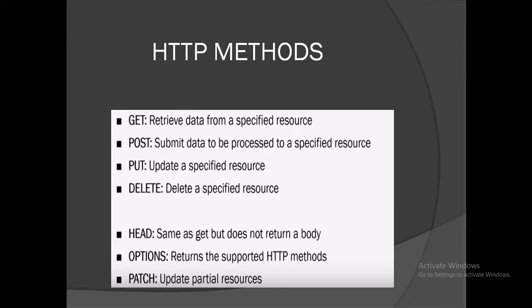So after the example, let's see what the HTTP methods are. Okay, the first method is GET. Basically we want to go to a website or fetch something, so it's going to retrieve data from a specified resource. POST submits data to be processed to a specified resource. PUT updates a specified resource. DELETE deletes a specified resource. There are some other options which you can use as HTTP methods.